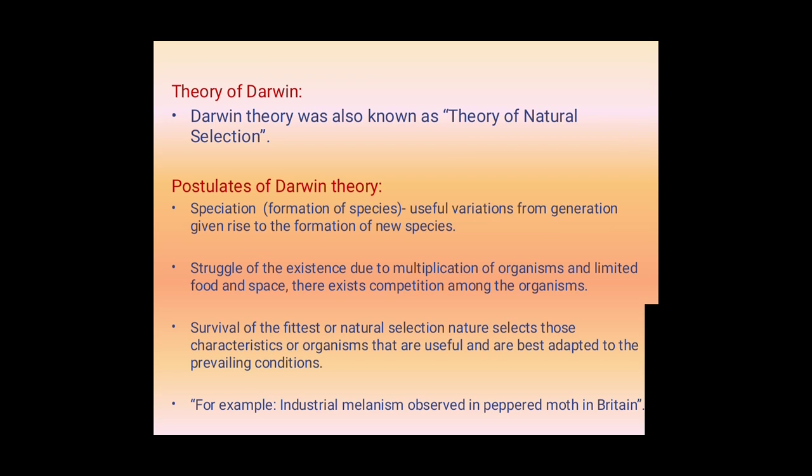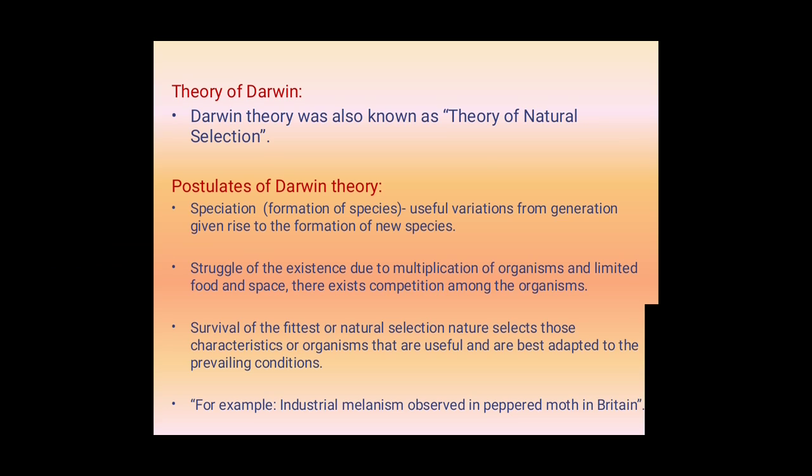Theory of Darwin. This is the next theory, called the theory of Darwin. Darwin's theory is also known as the theory of natural selection. Postulates of Darwin's theory. Which are the postulates here? Speciation, that means formation of new species. Useful variations from generation to generation give rise to the formation of new species. We are adopting new characters that lead to new variations among the species. That leads to the formation of new species. That is the evolution of new characters or evolution of new species.